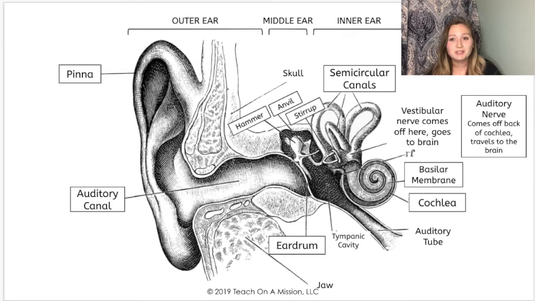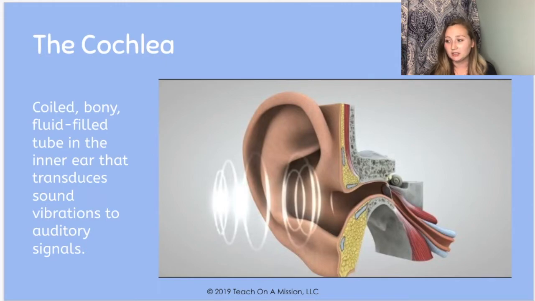Okay, the cochlea, a little bit more on this, is a coiled, bony, fluid-filled tube in the inner ear. It looks like a little seashell, and it transduces sound vibrations to auditory signals. In other words, it takes those sound vibrations, runs them through the fluid, and turns them into an electrical signal that it sends up the auditory nerve to the brain, where it interprets the sound. So there's a very complex process with you hearing my voice right now and actually doing something with what I'm saying.